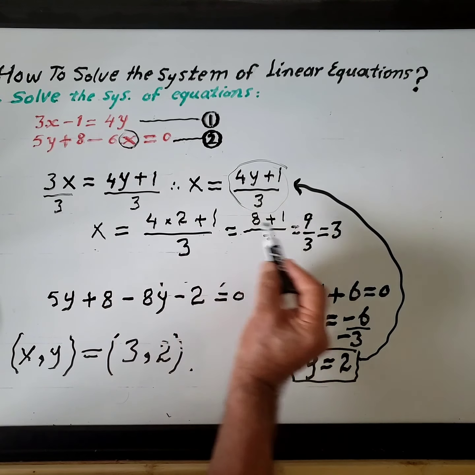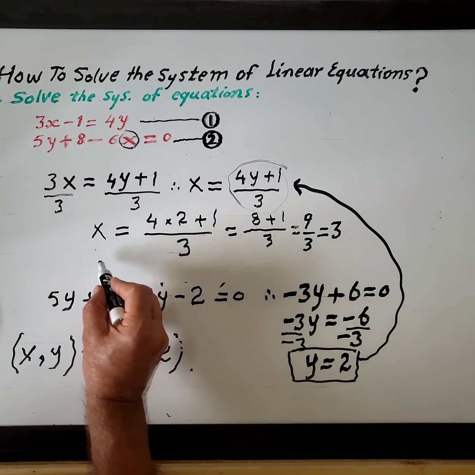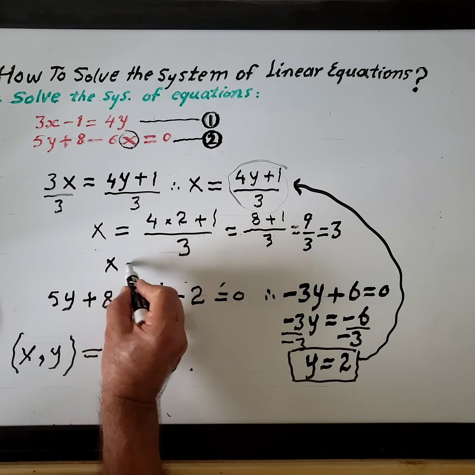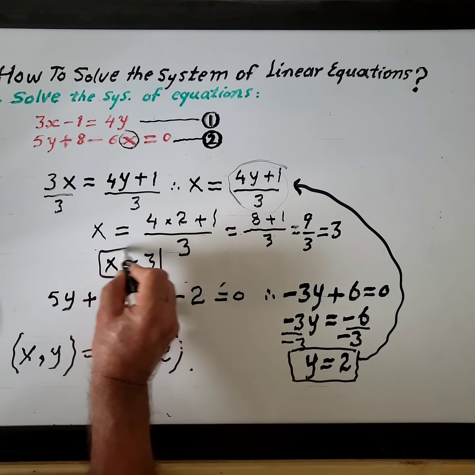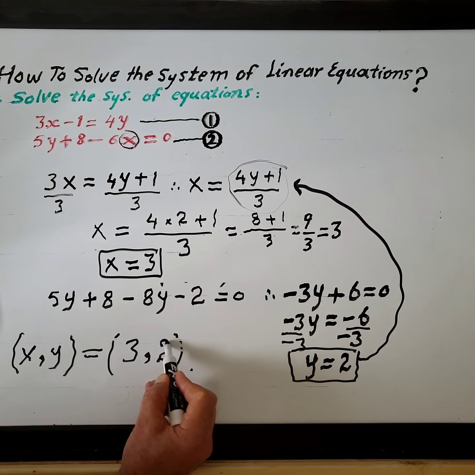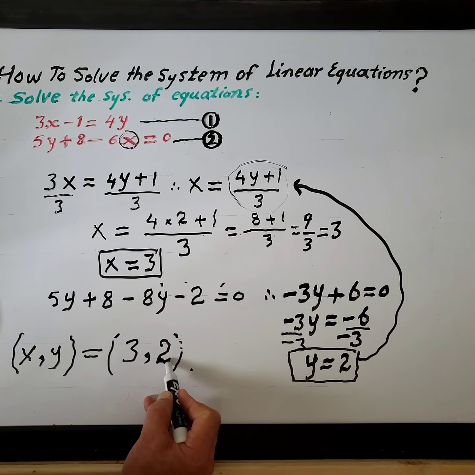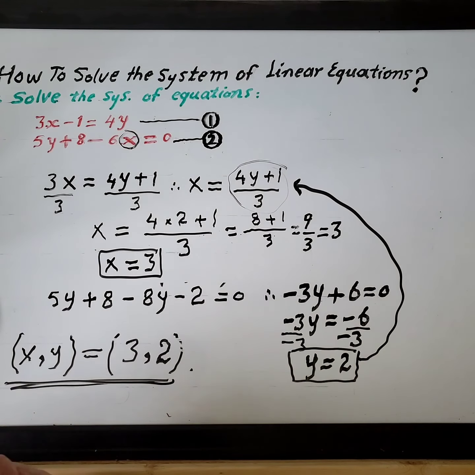So we got the value of x is equal to 3. Value of y is equal to 2. So x is equal to 3 and y is equal to 2. So the solution is the same solution we got from the first method.